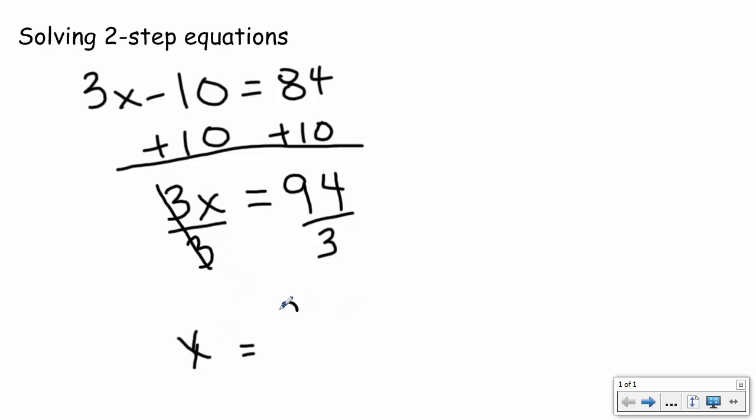Now we can leave our answer as 94 over 3. A fraction is usually an acceptable answer, in fact sometimes a preferred answer. However, you can also go over here and do your side work and do 94 divided by 3 to give your fraction or decimal answer as well. And there you have it.